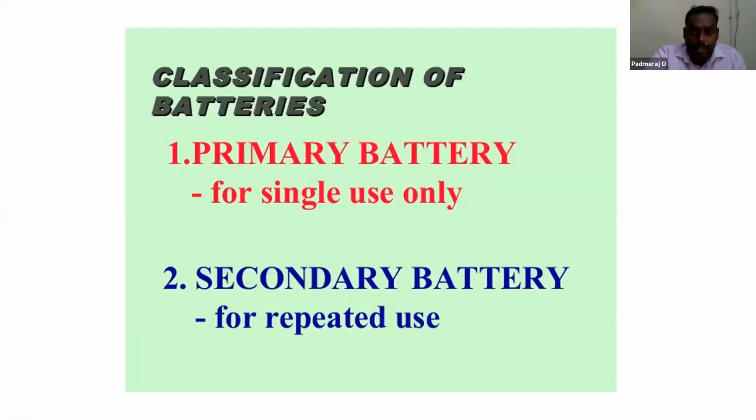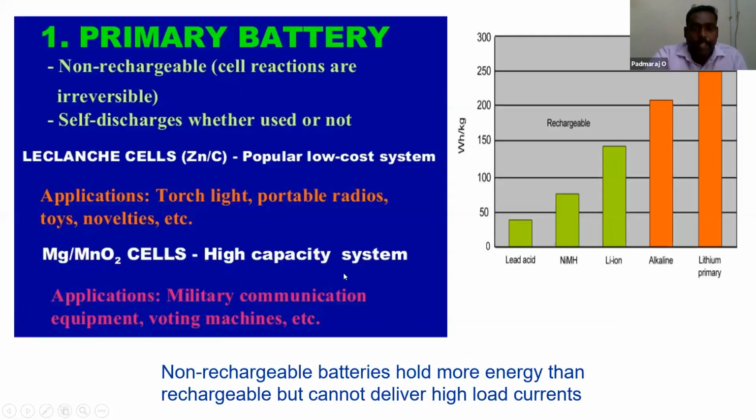Understood? So based on our requirement, we connect the batteries in series, parallel, or series-parallel connections. Now I am coming to the classification of batteries: primary batteries and secondary batteries. We know that primary batteries cannot be recharged and are for single use only, while secondary batteries can be used repeatedly. Now I am coming to the primary batteries, which are nothing but non-rechargeable batteries, for single use.